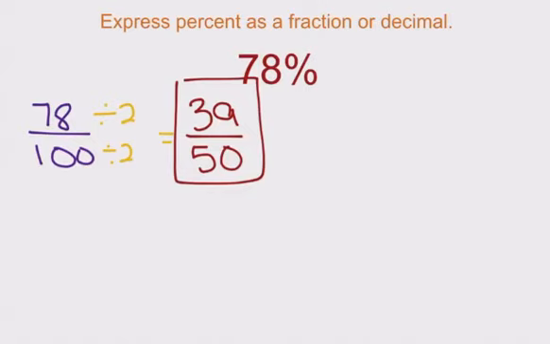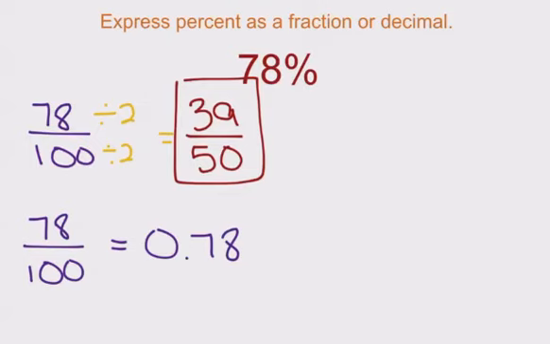Now we want to write 78% as a decimal. Percents are always out of 100, so we're going to rewrite it 78 over 100, which is said as 78 hundredths. We can write that as a decimal as 78 hundredths.